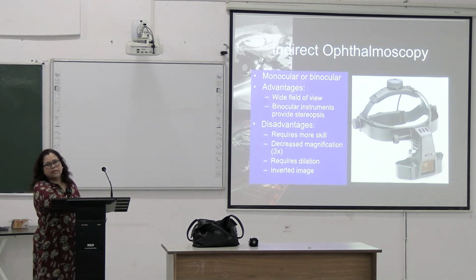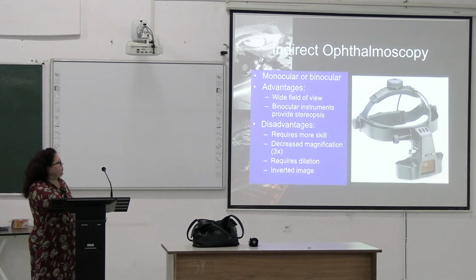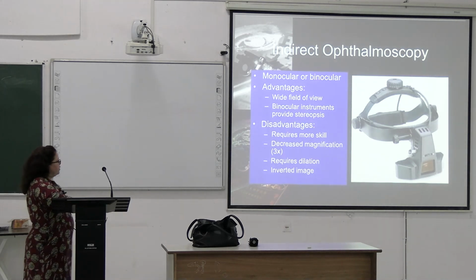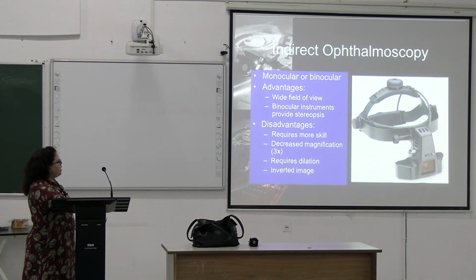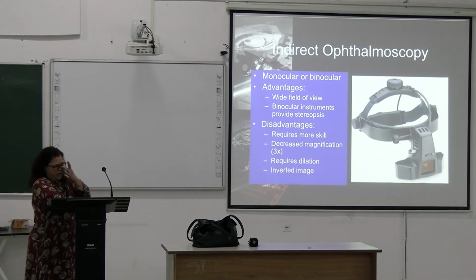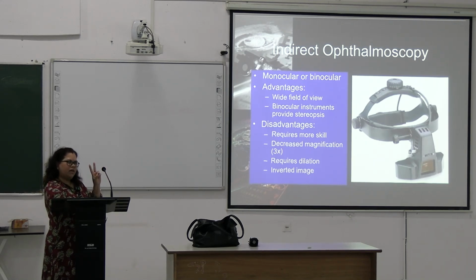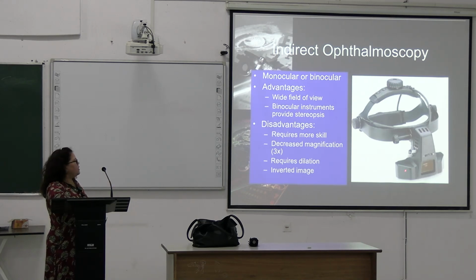And this one is the indirect ophthalmoscope. This is the head portion, and this is the illumination part. An indirect ophthalmoscope may be uniocular or binocular, but uniocular is not in use. We generally use this kind of indirect ophthalmoscope, and it is binocular.